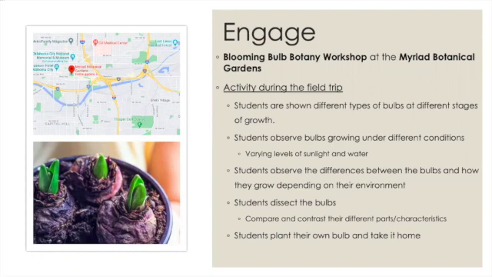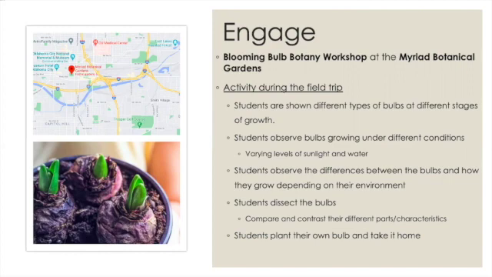Within this workshop, museum staff would give students an inside look at different types of bulbs at different stages of growth. They'd be seeing them from when the bulbs are planted in the soil from the very start all the way until they're full grown plants. They would be able to see that timeline to see how they grow. They would also be shown different bulbs growing under different conditions. This includes varying levels of sunlight and water.